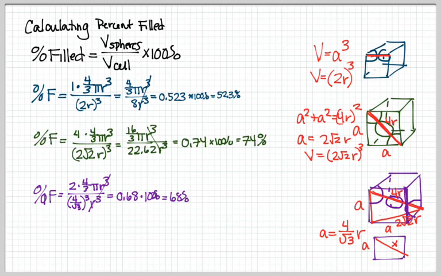So we see that the primitive cube is the least packed, and the face-centered cube is the most packed. And that face-centered cube is what we will call a closest packed structure. It turns out that you can't really get more than 74% of the volume of the cube filled. But we also see that the body-centered cube isn't far behind.